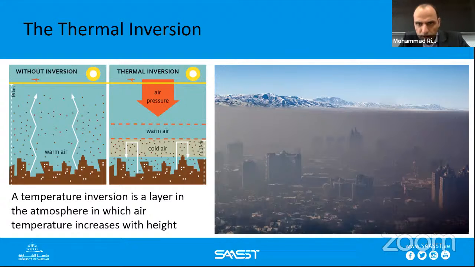I think this is Los Angeles, or no, that's not Los Angeles. I don't know. There are beautiful mountains behind, but you can see the dirty air mass above the city.